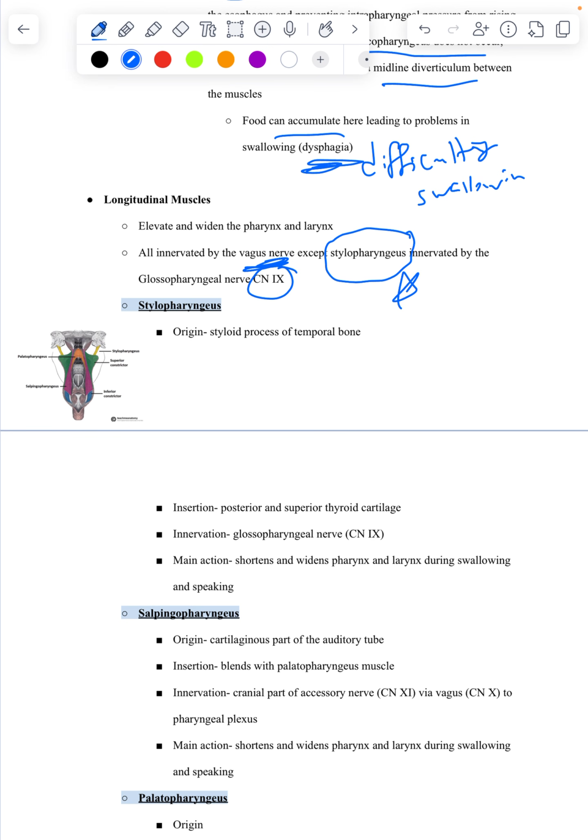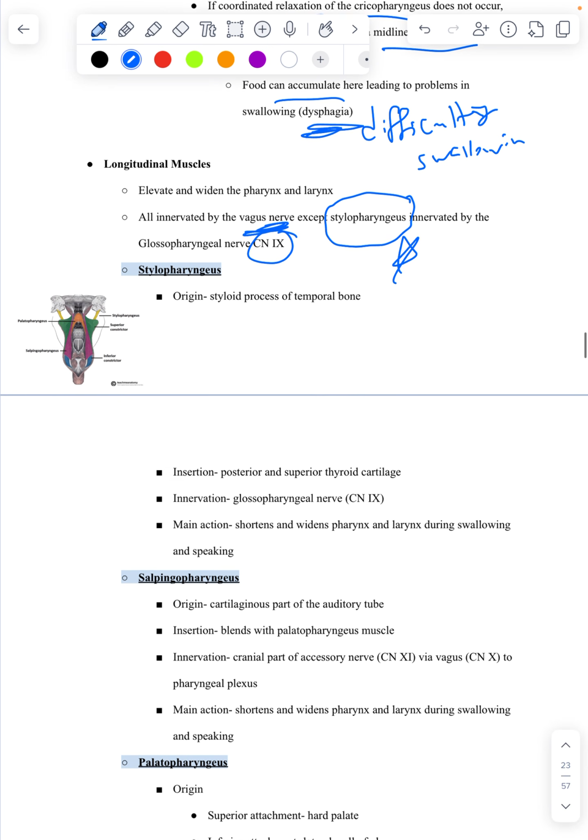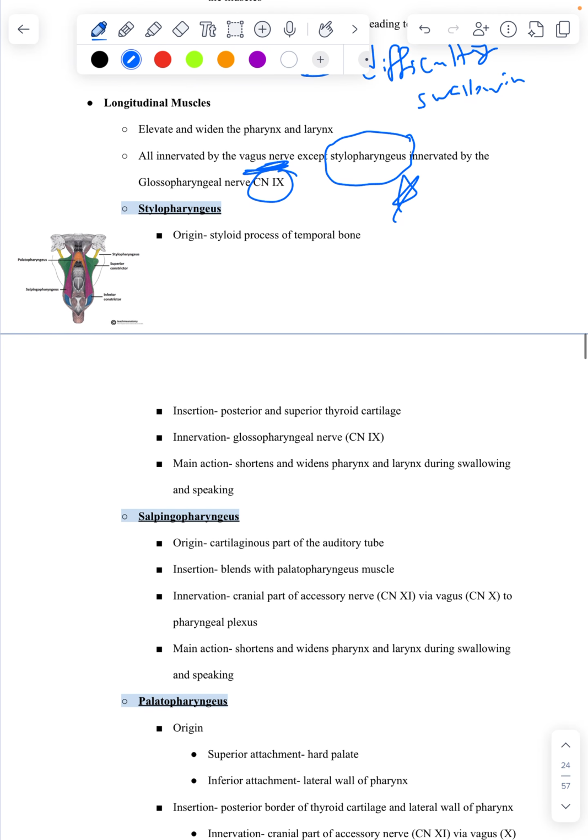So I would highlight this because anytime there's an exception, she could be like, all of these nerves are innervated by vagus except. Or she can be like, which of these is innervated by glossopharyngeal? She can give you all the other ones, and then just give you stylopharyngeus as an option.